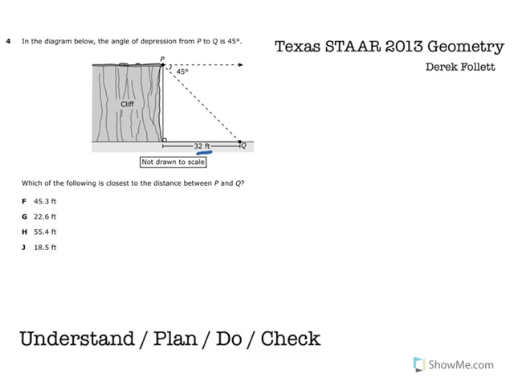Okay, I think I understand what's going on here. I know what an angle of depression is. That's when you're looking down. And I see that a right triangle is formed.